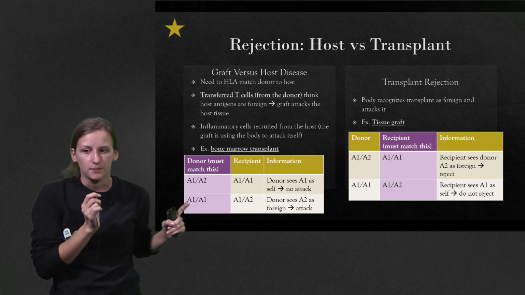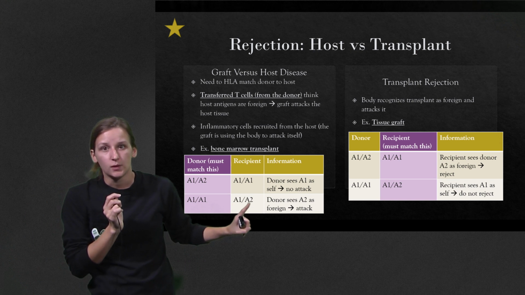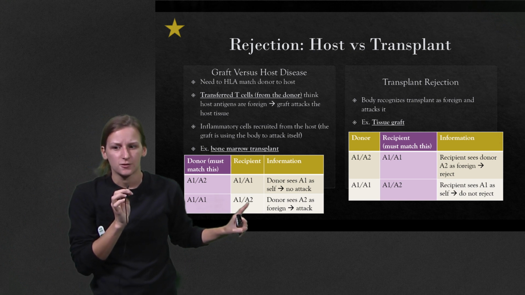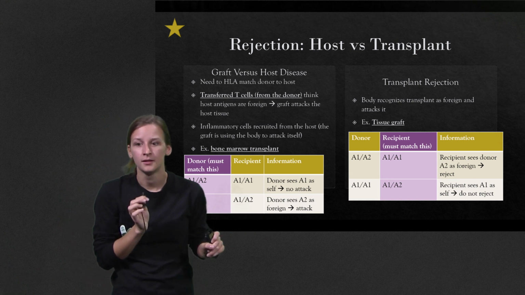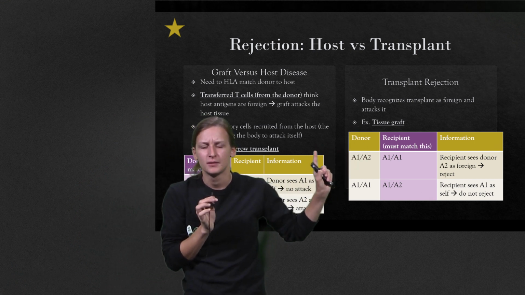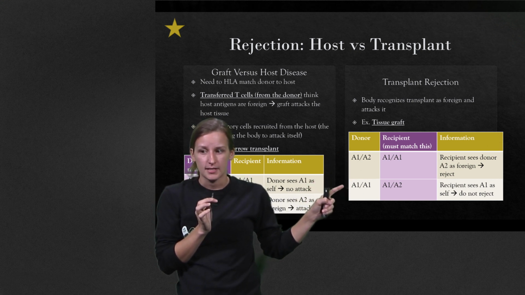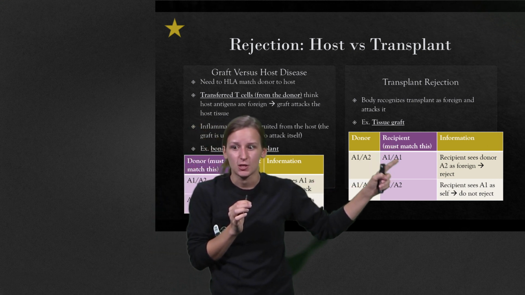Whereas if we have a pure A1 over here with the donor, and it sees an A2 here that it doesn't have, it's going to see that as foreign and it's going to attack it. With transplant rejection, we don't care about what the donor has. We don't care about the donor's HLA type necessarily. We care about the recipient type and if it's going to accept the donor.